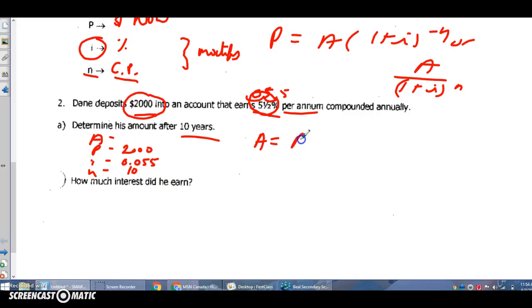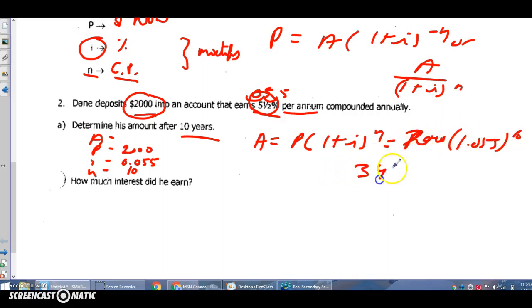And then you go A is equal to P(1 plus i) to the n. Throw this in a calculator. P is 2,000, 1.055 to the 10. Throw that in a calculator, and you get $3,416.29.